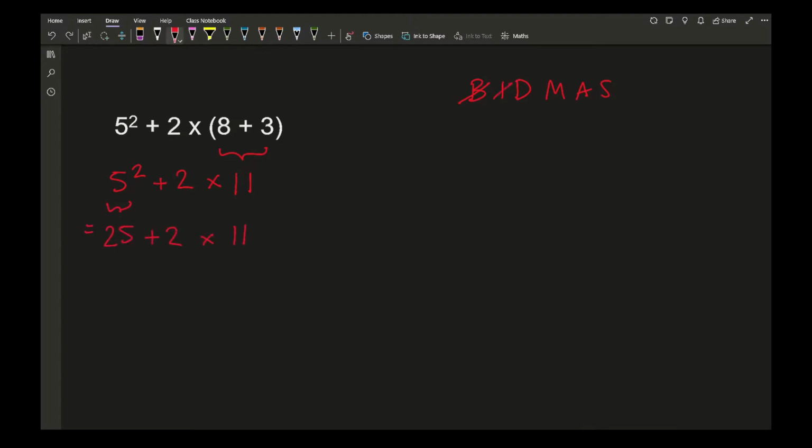And then go back to my list. Do I see division? No. Do I see any multiplying? Yes. So I go back and I do the multiplying bit next. So I've got 2 times 11, which is 22. And so I've got 25 plus 22. Go back to my checklist. Do I see the adding? Yes. So I've got to add these two numbers now, which gives me 47. And there is my final answer.